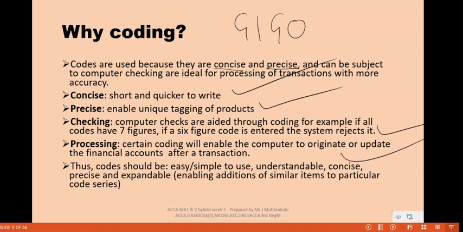The issue of processing. Okay, certain coding will enable the computer to originate or update the financial account after a transaction. Now, the use of codes has gone an extra mile. Let's say for our products, for example, we are a retail shop, and we procure sugar from a wholesaler. We code that as purchases. Okay, we recognize purchases, we debit purchases and credit, let's say, cash. We've bought those for cash, which is fine. Now, when we input this debit entry in our purchases account, we'll be using a code for sugar.